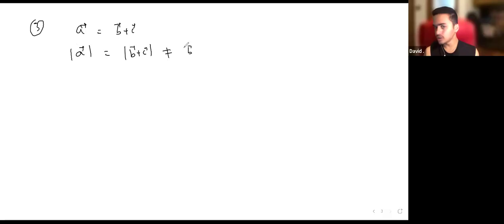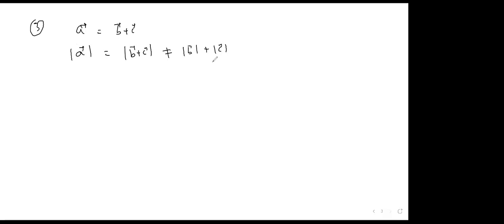Vector A equals vector B plus C. If you take the magnitude on both sides, then it is magnitude of B plus C. Magnitude of B plus C does not equal magnitude of B plus magnitude of C. B and C are different vectors, so this is not true. It is not true that magnitude of A equals magnitude of B plus magnitude of C.